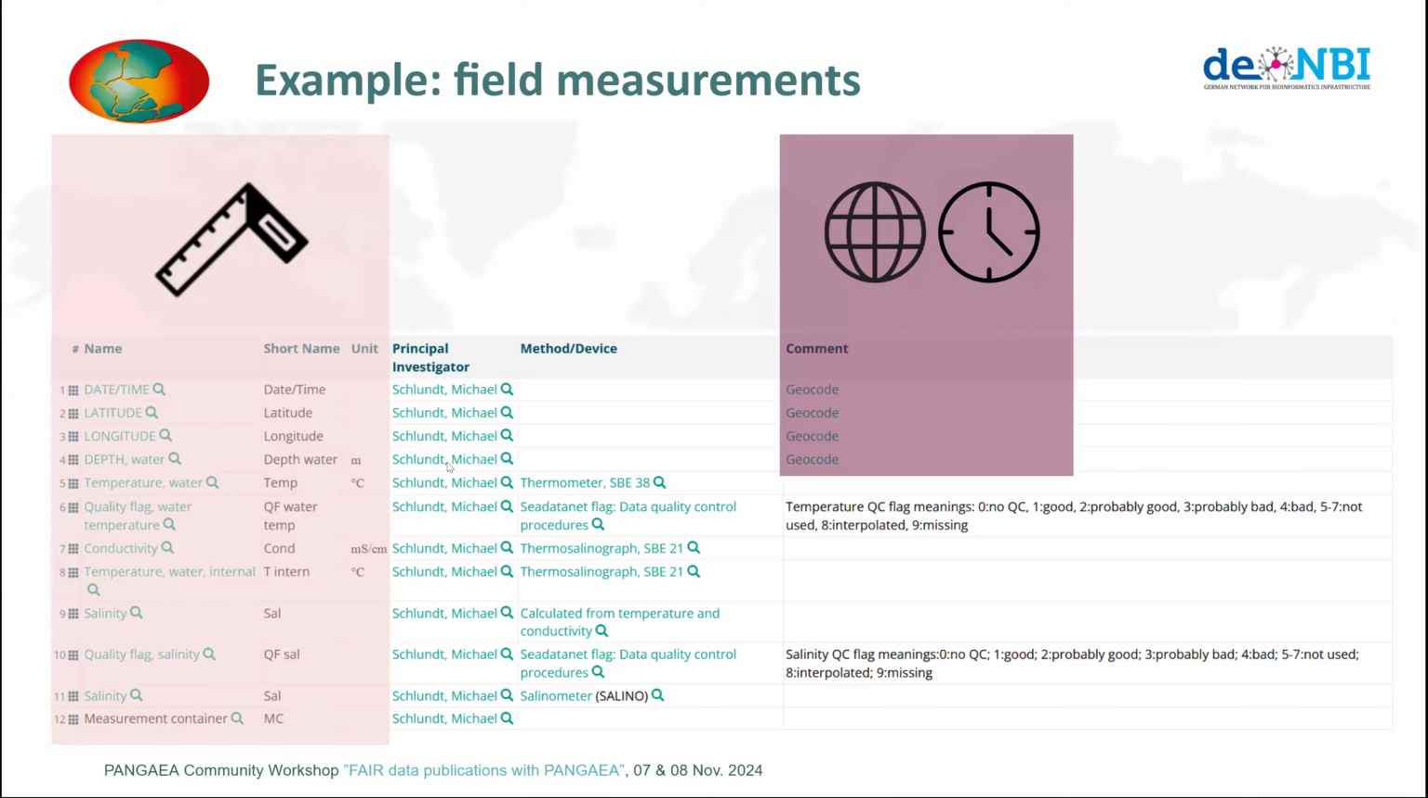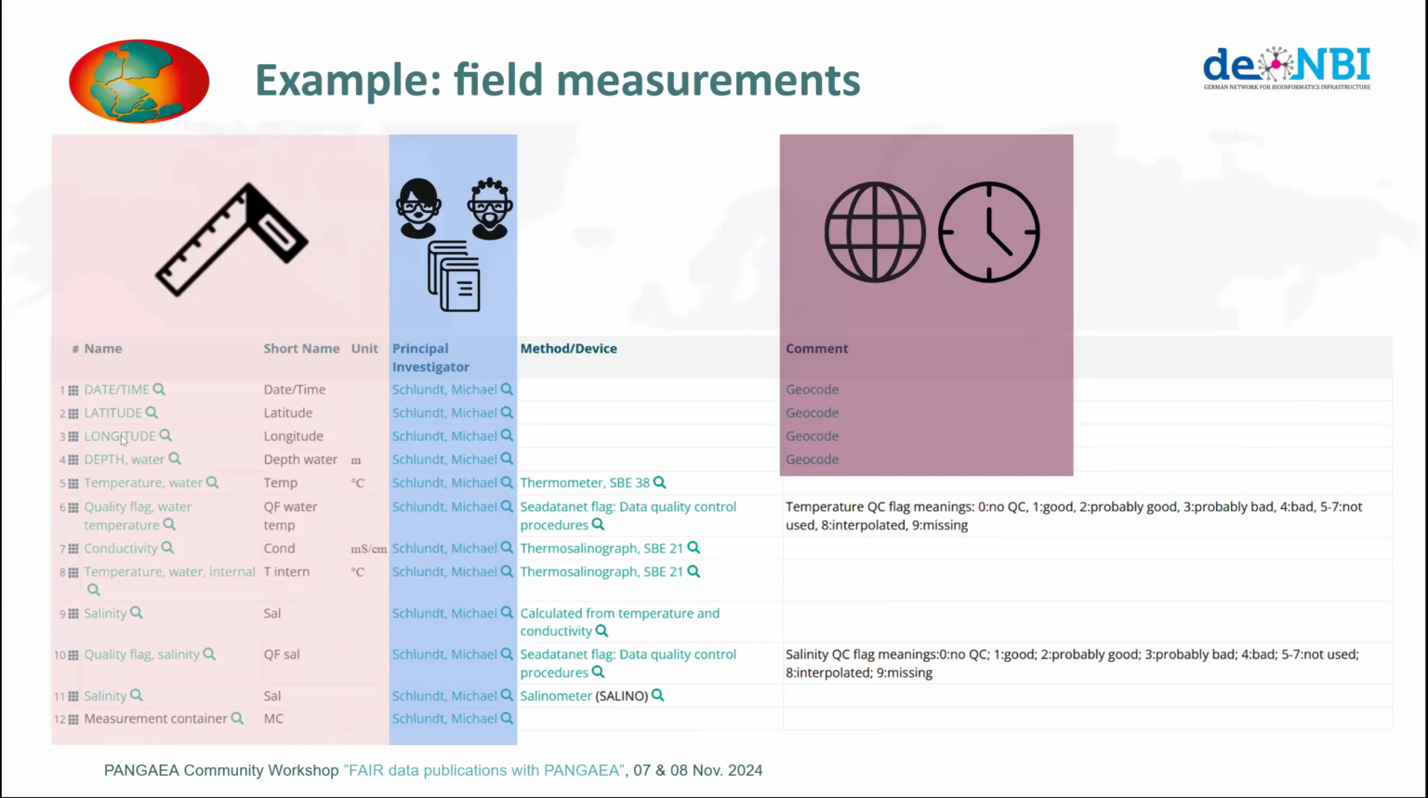So then we have so-called geocodes describing where and when on Earth these data were taken. So latitude, longitude, daytime, and often the third dimension, in this case, depth of water. In this data set, the device was installed on a ship, so the depth is always the same, several meters underwater, but it's important to also specify it for context of the measurements.